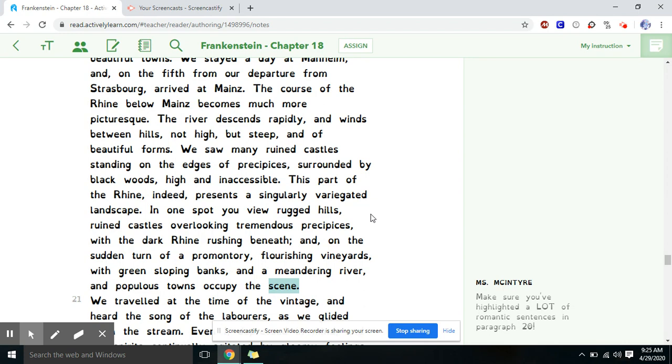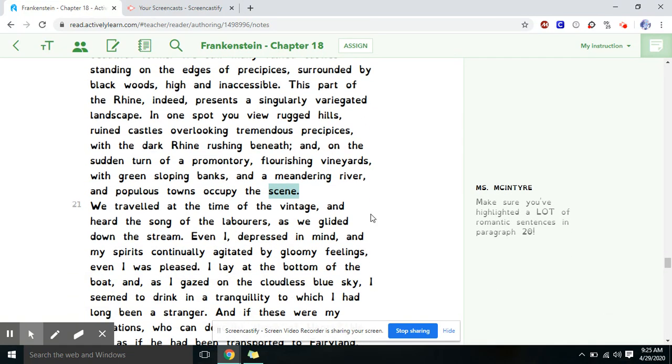In one spot you view rugged hills, ruined castles overlooking tremendous precipices, with the dark Rhine rushing beneath, and on the sudden turn of a promontory, flourishing vineyards with green sloping banks and a meandering river, and populous towns occupy the scene. We traveled at the time of the vintage, that just means they're harvesting wine, and heard the song of the laborers as we glided down the stream.